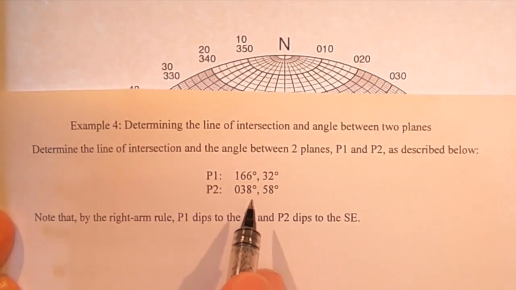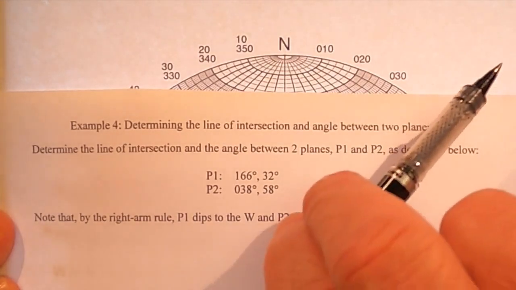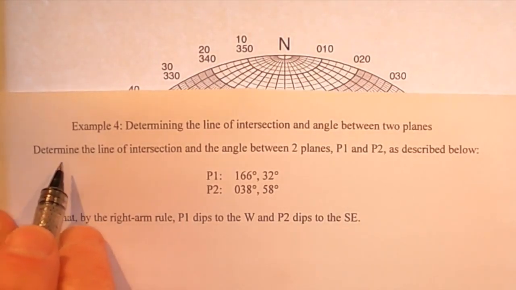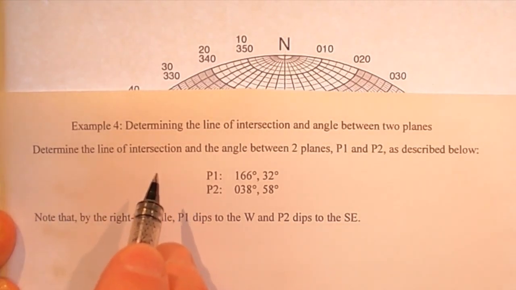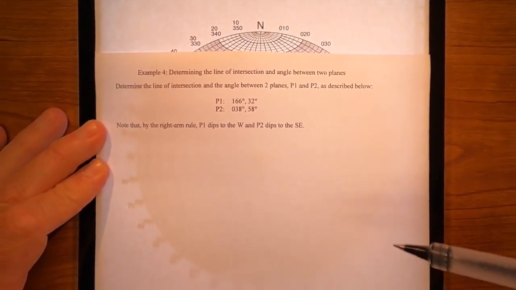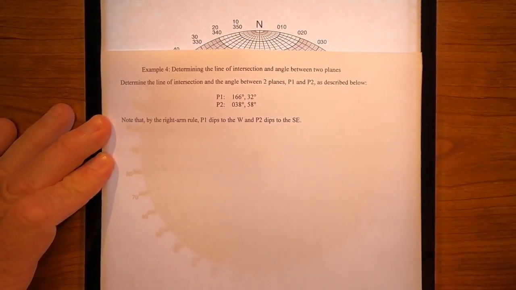Plane 2 is described as 038, 58. Given that that strike is off to the northeast, right arm rule dictates that that must dip to the southeast. In this case, we're asked to determine the line of intersection between those two planes, and the angle between the two planes. The line of intersection is in fact a line, so that'll be described in terms of plunge and trend.